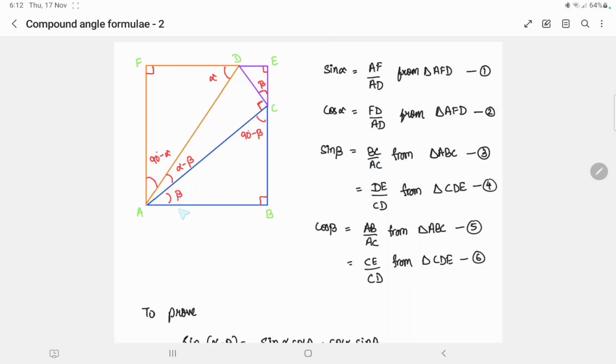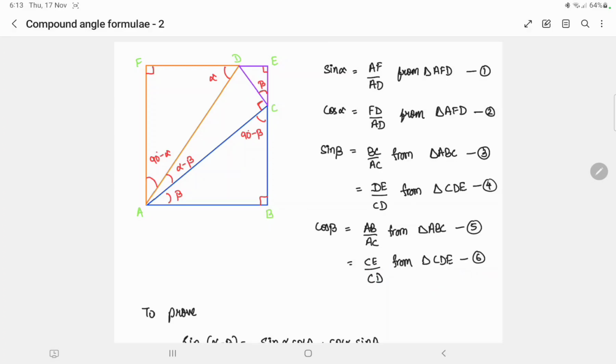In that we have sine beta, opposite side BC by hypotenuse AC. And if we take the triangle CDE, the small triangle, this angle is also beta, right? We have determined that. Now in that triangle CDE, what is sine of beta? Sorry, DE, opposite side, by CD, the hypotenuse: DE by CD. Now let's take cos beta. Cos beta, in this triangle we have AB by AC, and in this triangle CDE we have CE by CD.